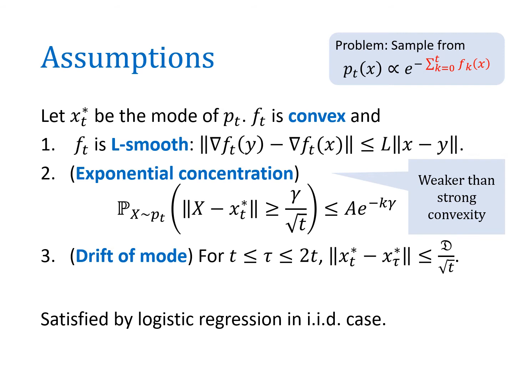t. Note that the second condition is weaker than strong convexity, which is important for many applications such as logistic regression. The third condition is satisfied in the case where the data are obtained IID from some distribution. For example, you would expect the sample mean to drift by on the order of 1 over square root t between when you have t points and when you have 2t points.